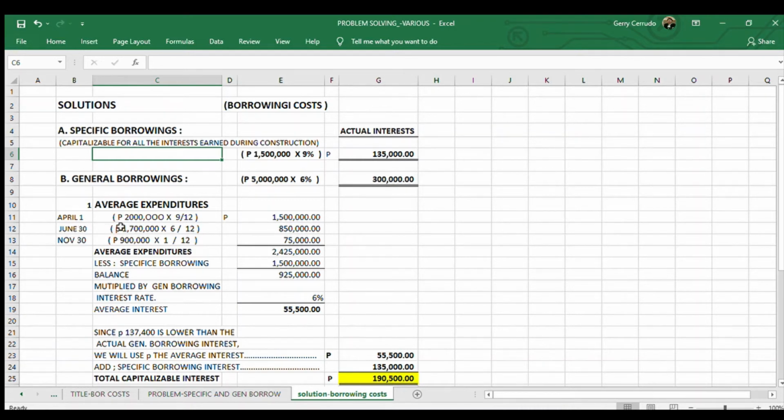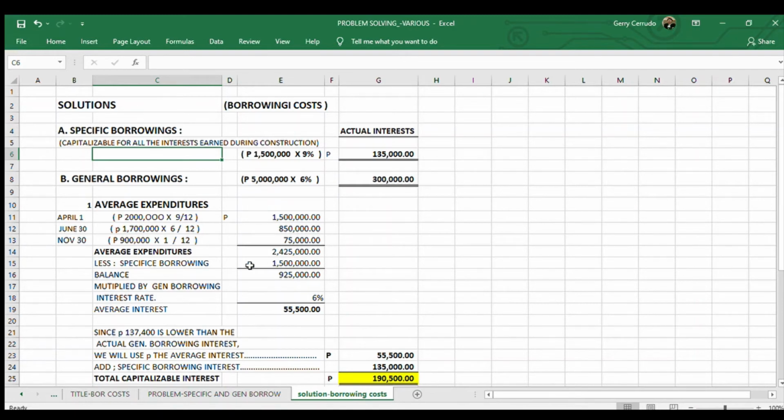Nung June 30, 1,700,000. So, ilang buwan to? July to December is 6 months. So, 6/12. Ang amount, 850,000. November 30, 900,000. So, ilang buwan na lang ang natitira for that period. So, that is 1 month na lang. December. So, 1/12. So, ang total natin na average expenditures will be 2,425,000.